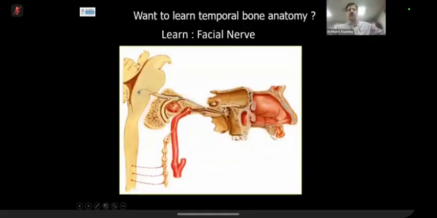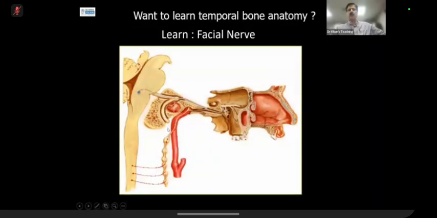This portion where I am pointing out is the labyrinthine portion of the facial nerve. It passes anteriorly, and this thickening is known as the geniculate ganglion. So this is the geniculate ganglion. And from here, it turns on itself and passes posteriorly. This is the tympanic portion, and this is also known as the anterior genu. And as it passes through, somewhere here is the posterior genu, and then it passes vertically down.